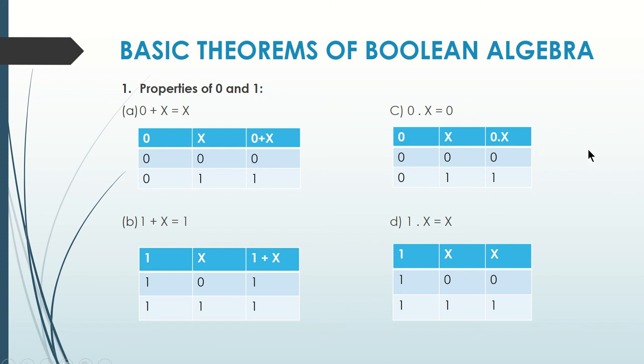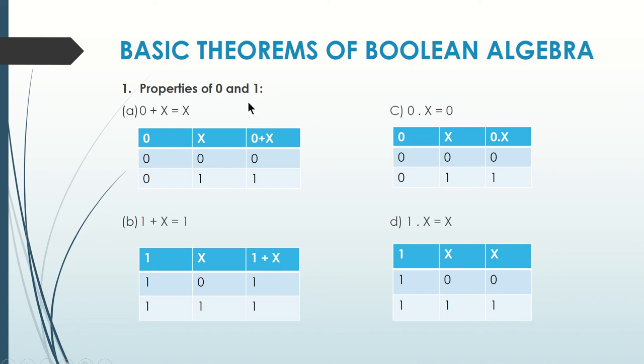So the next topic that we are going to understand is basic theorems of Boolean algebra. Many of these theorems you must have already studied in mathematics. Now we are going to understand them in terms of Boolean algebra. So the first theorem is the properties of 0 and 1.